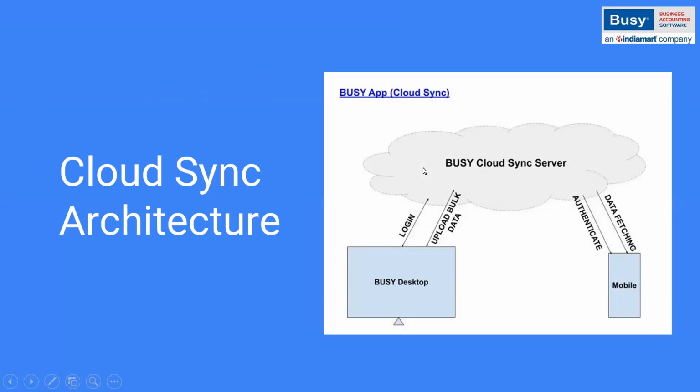This is the cloud architecture that we have developed. There will be a Busy desktop, obviously, and there will be a mobile app. This is the new mobile app. So you will log in to your desktop and you will upload your data in bulk to the cloud server. In the cloud server, there will be data of each and every client, those who will be syncing their data for the purpose of using in the mobile app. But each data is having a unique identity. So there will be no mismatch or cross connection. Everything will be safe and secure.